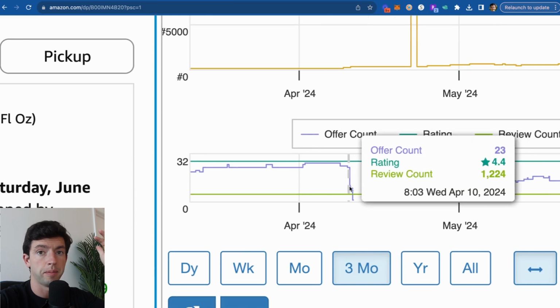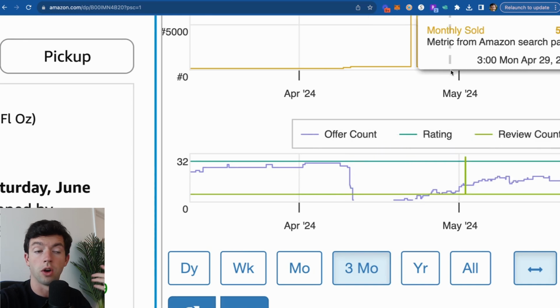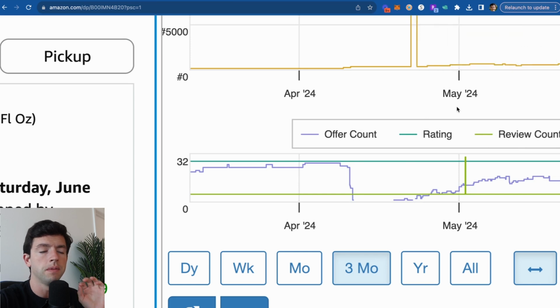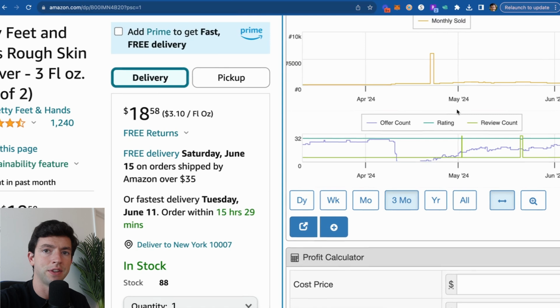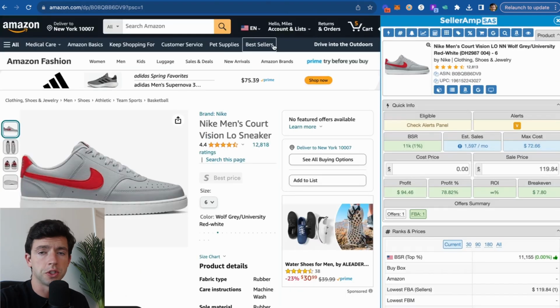So that is an example of a massive cliff where everyone or almost everyone got kicked off a listing that we can realistically assume is an intellectual property complaint, and that's definitely something we want to avoid. So big red flag is making sure you're avoiding stuff that has that offer count dropping off, IP complaint history. This next one's super important.